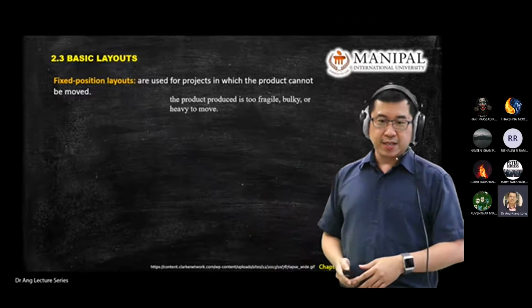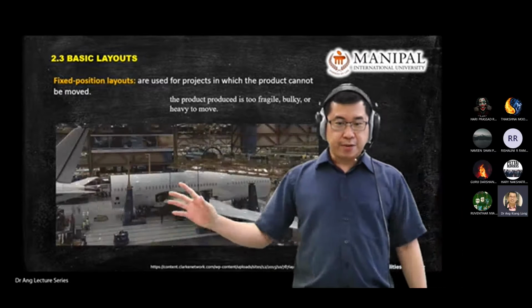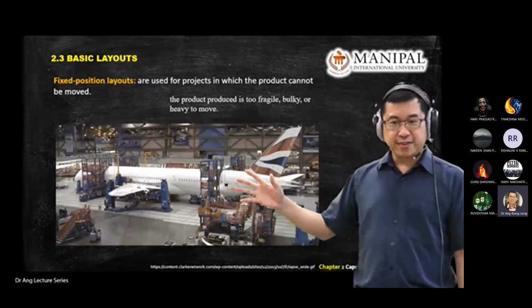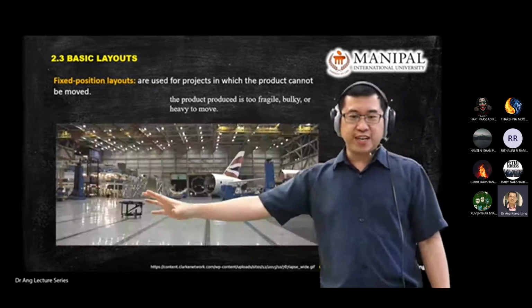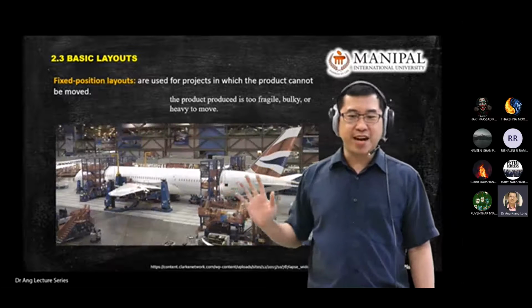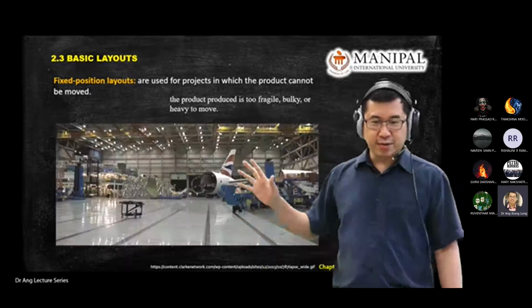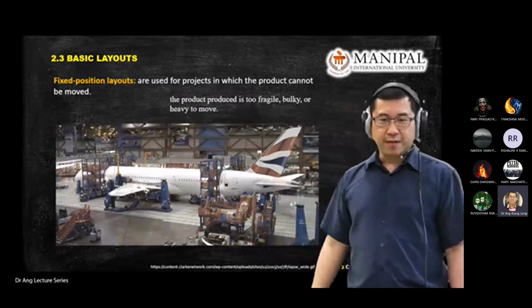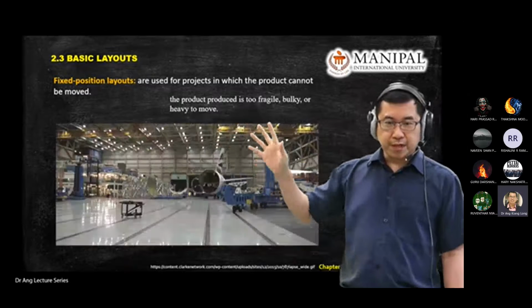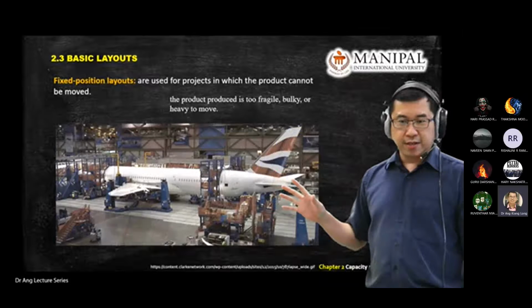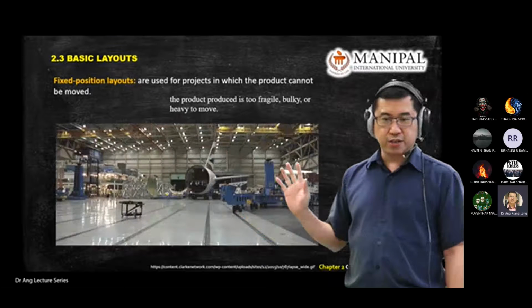So normally, it is something very big, like a ship or an aircraft, that you cannot move, at least not very far. In the space there, you can do all the assembly in one space. So fixed position is usually for those very big projects, for example, aircraft and ships.